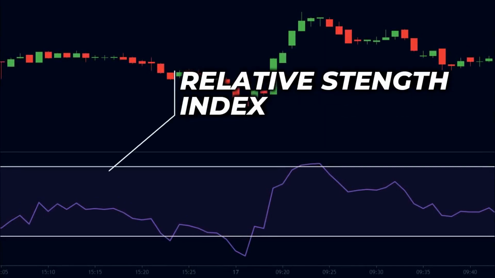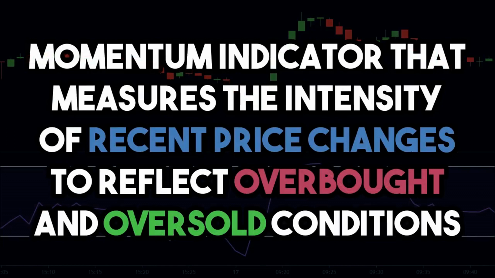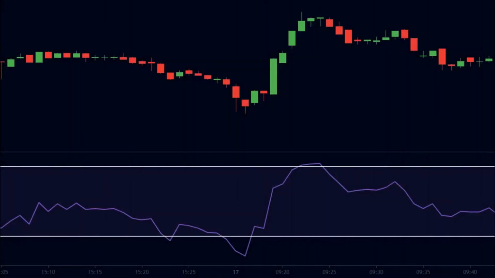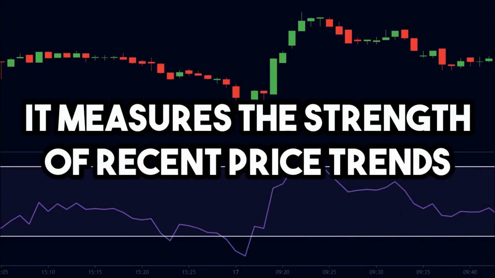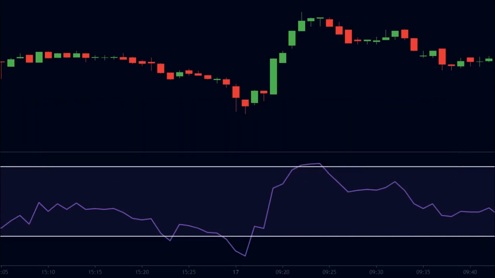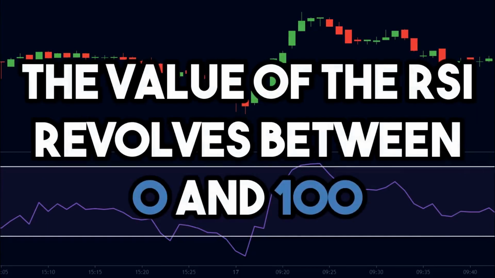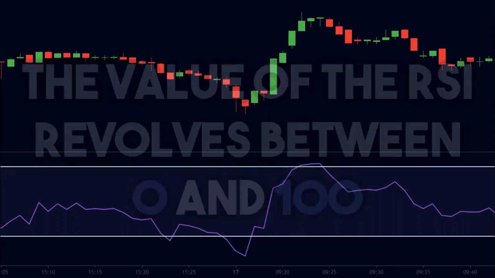The RSI stands for Relative Strength Index. The RSI is a momentum indicator that measures the intensity of recent price changes to reflect overbought and oversold conditions. In simple words, it measures the strength of the recent price trends. The RSI is an oscillator. Hence, the value of the RSI revolves between 0 and 100.